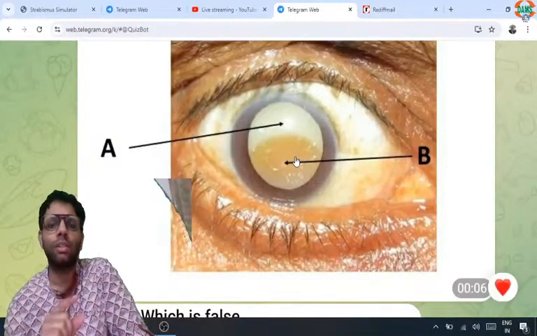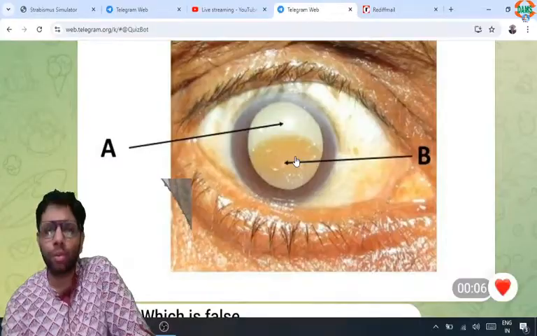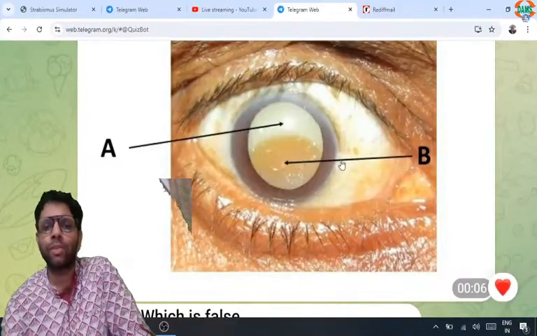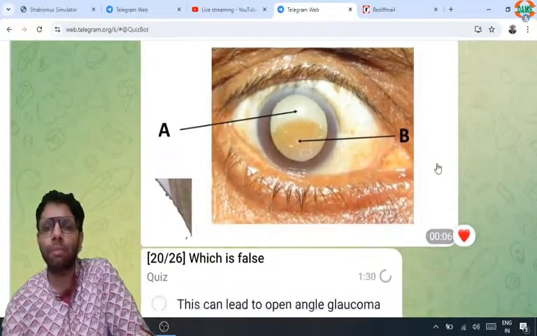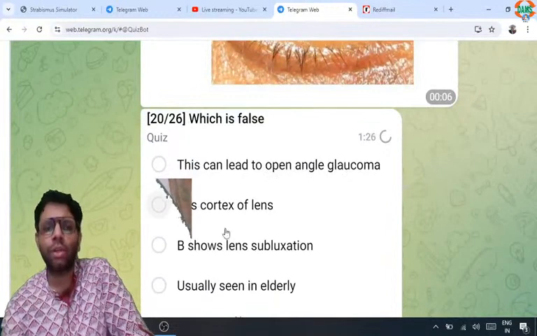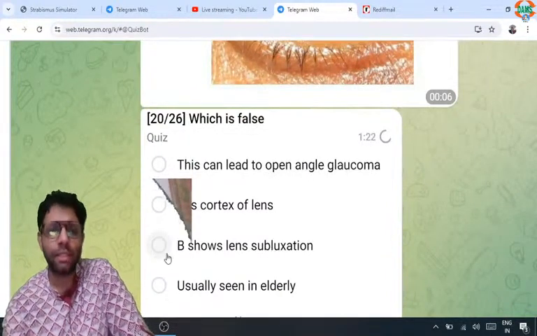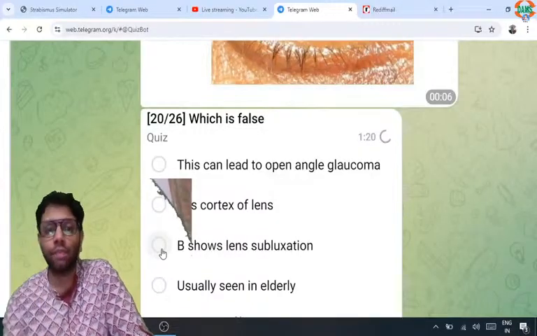It is not subluxation. It is a hypermature Morgagnian cataract which can lead to phacolytic glaucoma, which I explained. Lens protein glaucoma. So the answer is not lens subluxation. It is hypermature Morgagnian cataract leading to secondary open angle glaucoma. A is the cortex. B is not lens subluxation. B is a nucleus which has gone down. And yes, it is seen usually in the elderly, like the question I gave you, an 80-year-old.